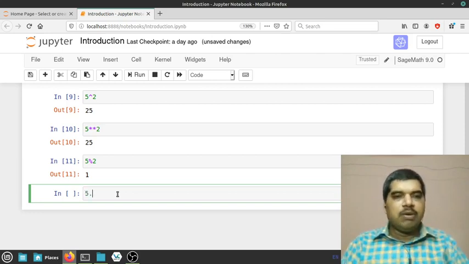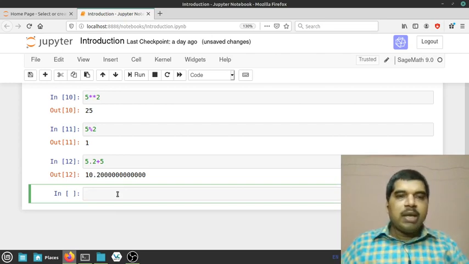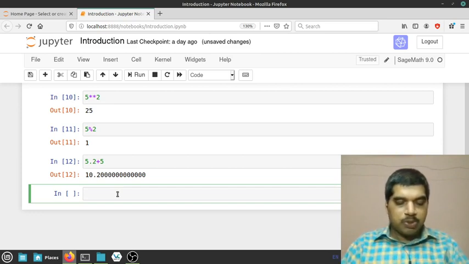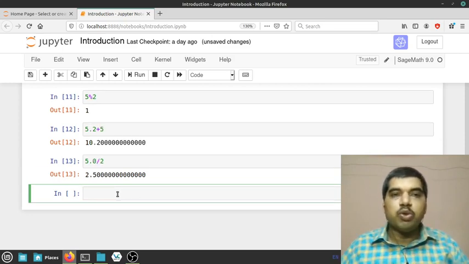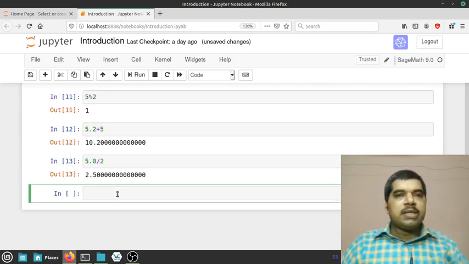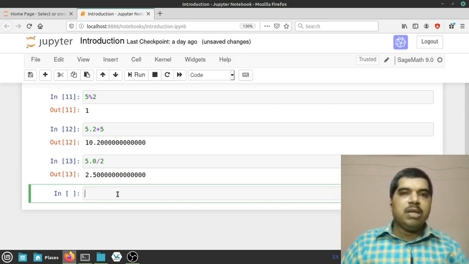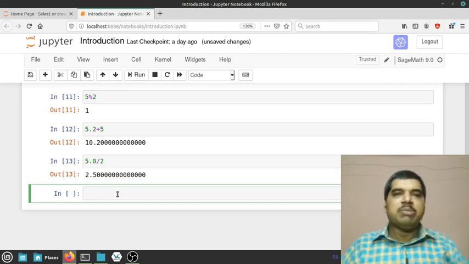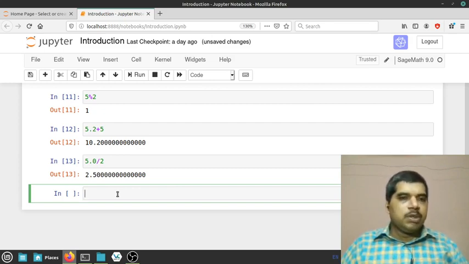Of course, real number arithmetic, decimal arithmetic, is also possible. 5.2 plus 5 gives 10.2, etc. And instead of trying 5 by 2, if you want to get the numerical approximation directly, you may also try 5.0 by 2. That also will be 2.5, because Sage understands that you are using a decimal representation and you actually want decimal representation. Therefore, Sage will treat both as real numbers instead of rational numbers, and the result will also be a decimally represented real number. So these are the basic arithmetic operators available in Sage.